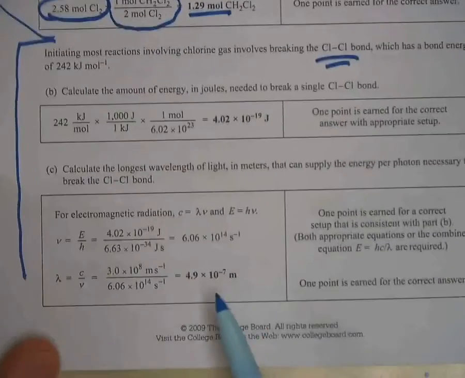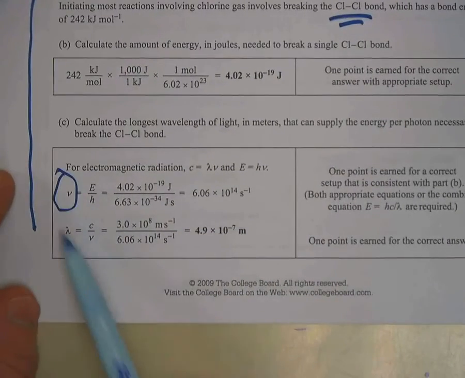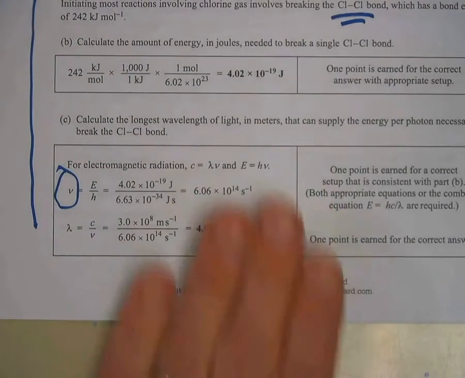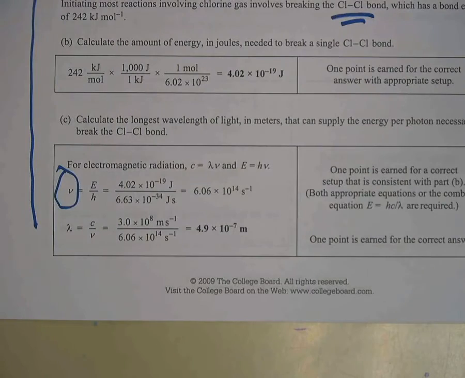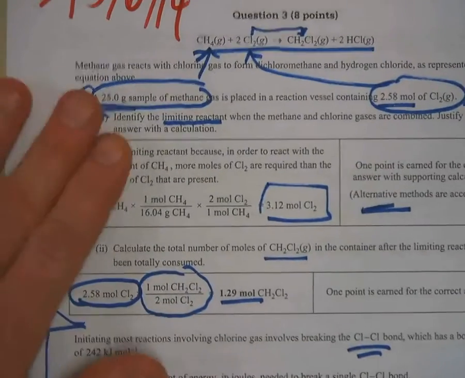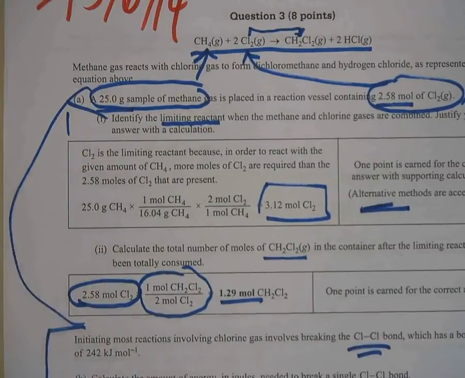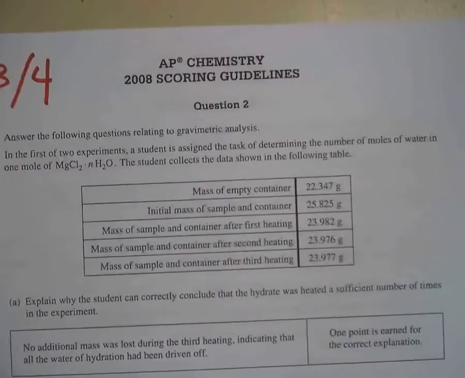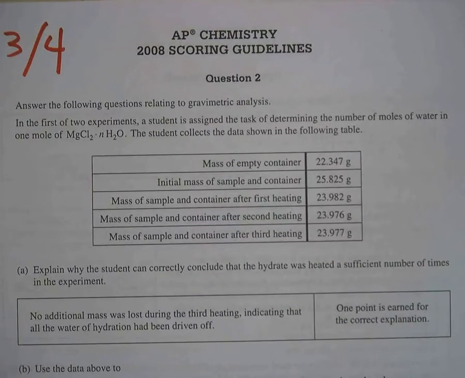type question. We'll review those a little bit more, and then they stick in a nu equals E over H type problem down here too. So become familiar with that. Understand that, hey, they want to mix up the chapters on you, but get the easy ones. Get the gram to mole conversion. Get the limiters. That kind of stuff. Next one, 2008 question 2.